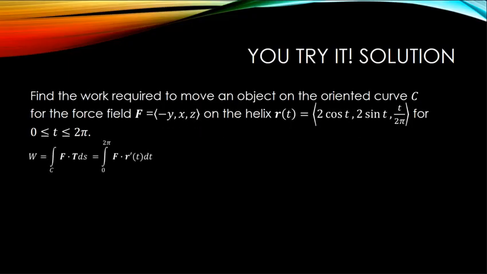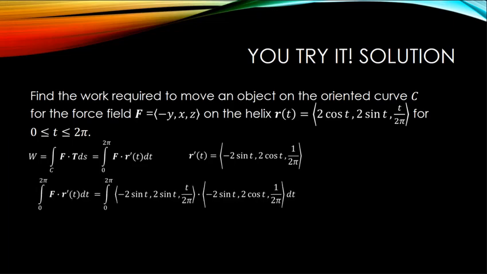So my work will be given by the line integral over C of F dotted with T ds. This will be equal to the ordinary integral from 0 to 2 pi of F dotted with r prime of t dt. My r prime of t is given by a vector with components negative 2 sine t, 2 cosine t, and 1 over 2 pi.